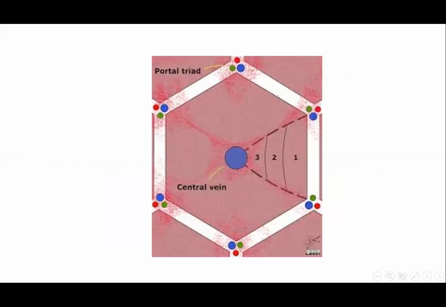What is the hallmark of cirrhosis? I will draw it for you. It is bridging fibrosis. Remember, here we have the portal triad, here we have the central vein. So there's going to be fibrosis bridging between the portal to portal triads and from the portal to the central. So bridging fibrosis is the hallmark of cirrhosis.